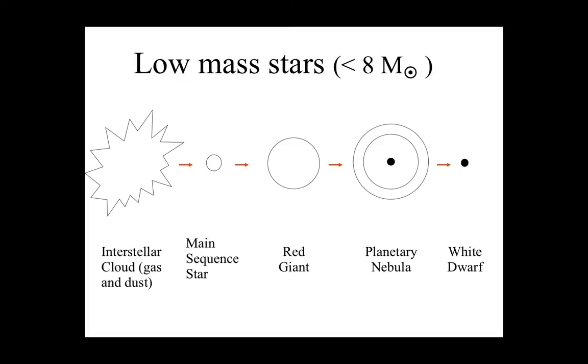So for a low-mass star, you can see that this is the sequence of its evolution. It starts off as an interstellar cloud. That cloud collapses and forms a main sequence star. The main sequence star evolves into a red giant where it's burning helium at its core, and that then evolves into a planetary nebula and finally a white dwarf.